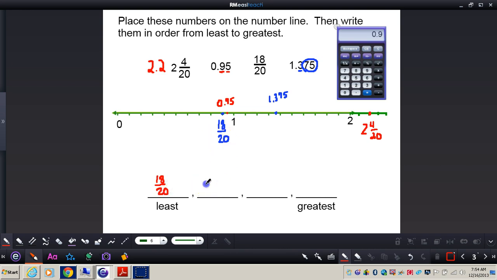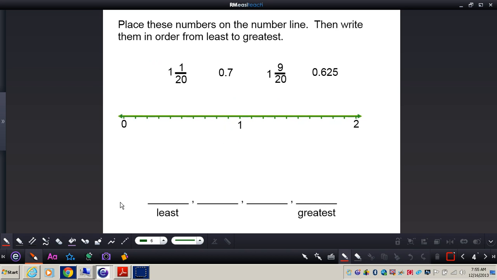And then from here we have 0 and 95 hundredths. Then we have 1 and 375 thousandths. You can see it's important that even though I've converted these to decimals, some of these I'm still writing in their original form. Then finally 2 and 4/20.